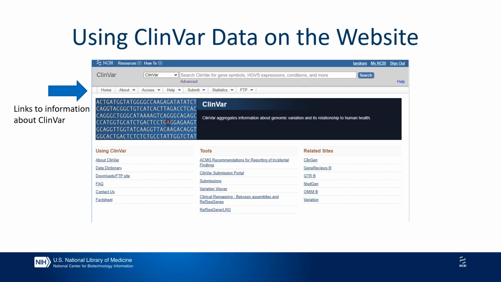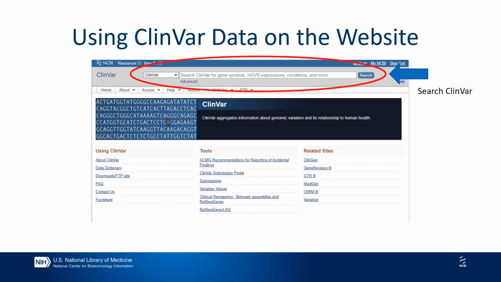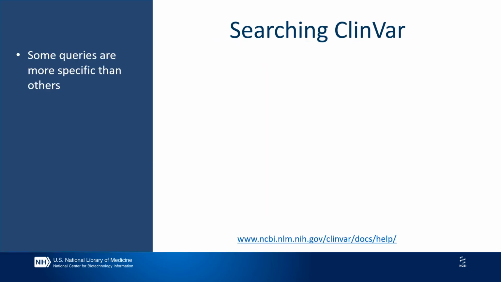And of course, if you want to get started looking at ClinVar data on our website, you really just want to start in the search box here by typing in something of interest to you. You can put anything into the search bar, but there's a few suggestions that I have for really useful search terms. So one thing to note is that some queries are more specific than others, and it depends on what you're looking for as to which would be the best search term for you.